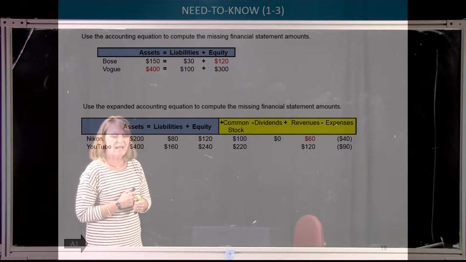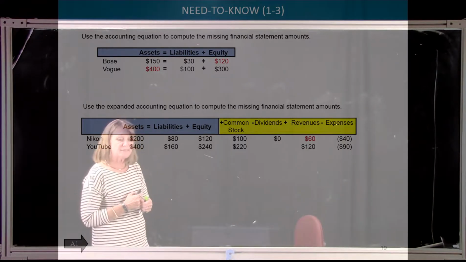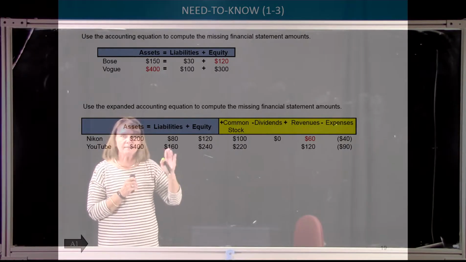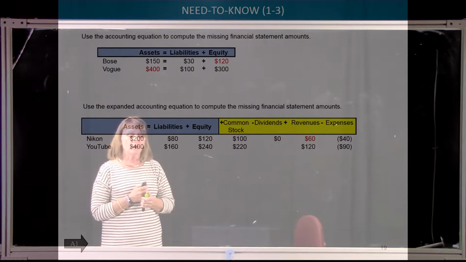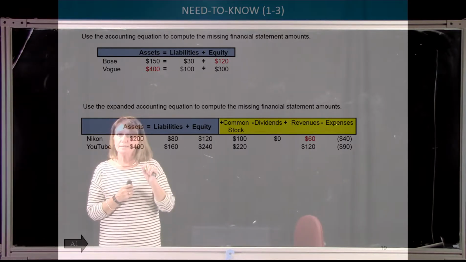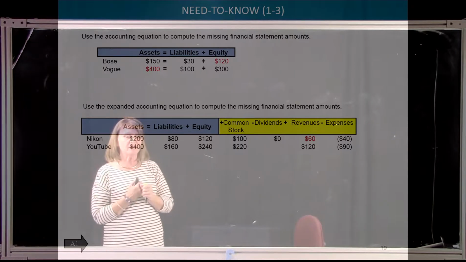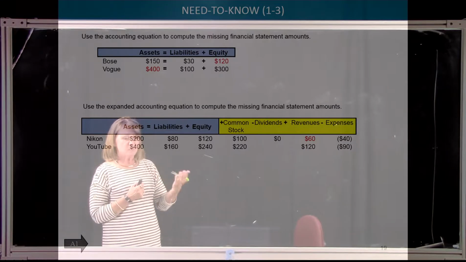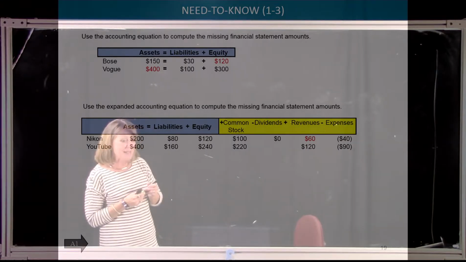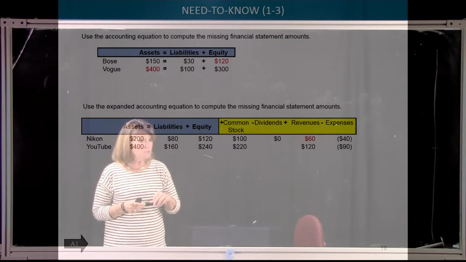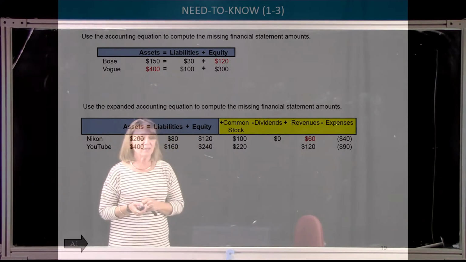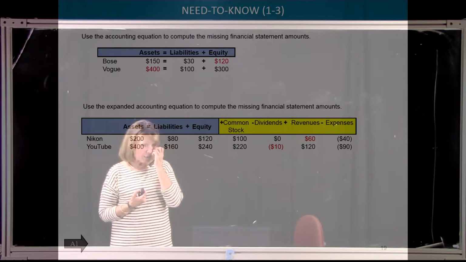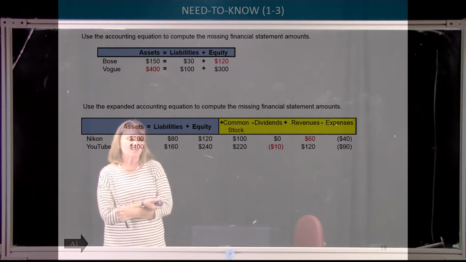Same thing in the next one. We know assets are 400, liabilities were 160, equity is 240. How does everything in the expanded equation equal 240? Well, common stock was 220. That's the owner's paid in capital, $220,000. Revenue this year was 120. Expenses were 90, which means we had net revenue of $30,000. And in order to do this, we had to make a balance. Then we paid out $10,000 in dividends.